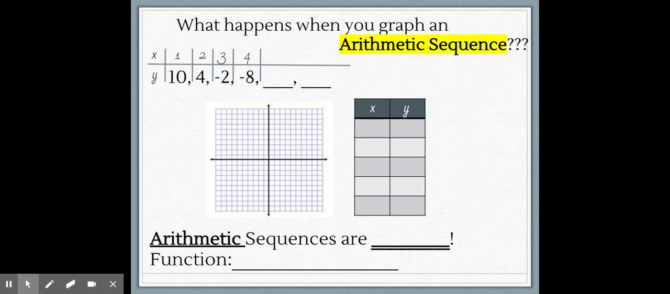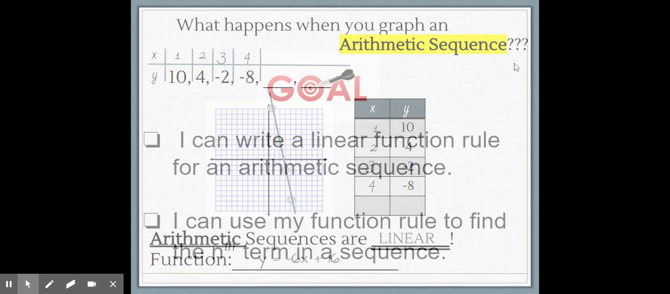Now, if I take that table that you see horizontally, and if I write it vertically, and then if I take each one of those points and graph it on the coordinate plane, check it out. I get a line. Anytime you have an arithmetic sequence, it's linear. And because it's linear, you know how to write a linear function rule. We can use the table to write the rule, just like we've practiced before. And boom, we'd have this rule right here. Oh, yes. So whenever we have an arithmetic sequence, we can write a function rule. And with that function rule, we can make a prediction for the nth term.